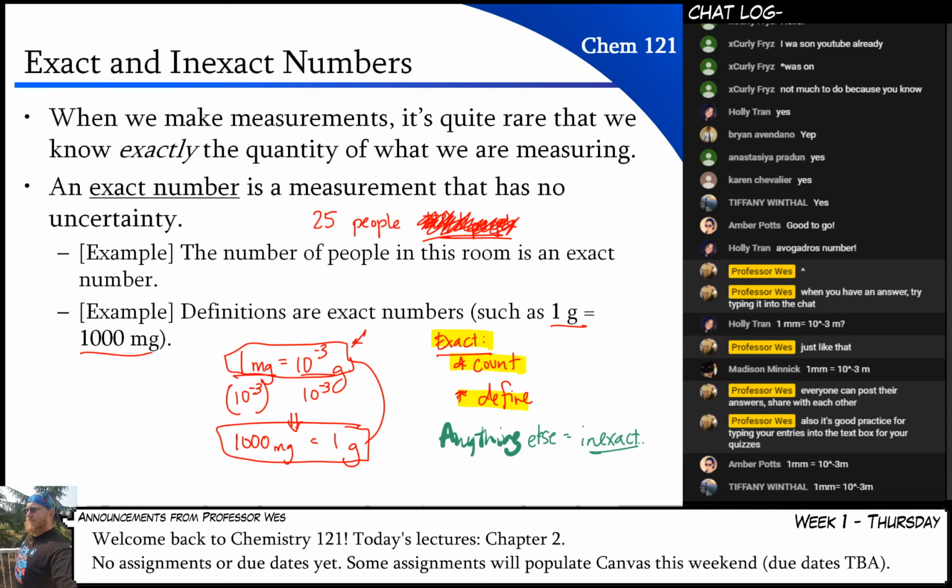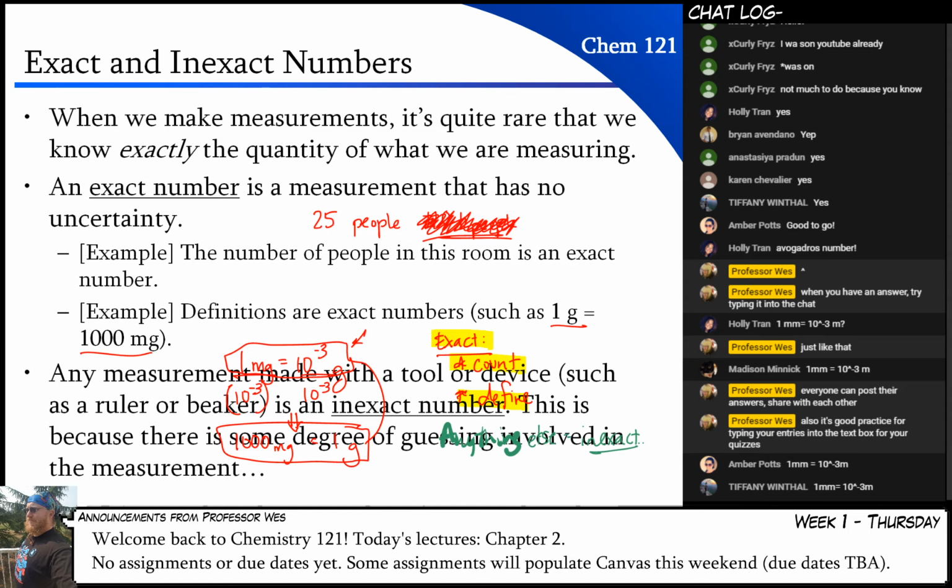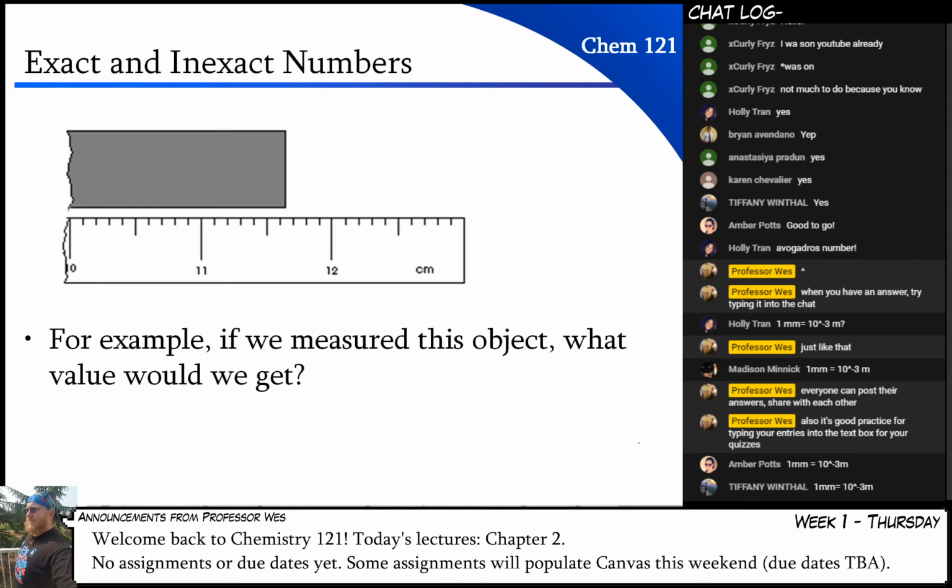Now, what do I mean by inexact? What I mean by inexact is that if I were to measure this object right here, and I was going to find its measurement in centimeters, the result that you get does not exactly describe its length. For instance, I could not write this measurement down.